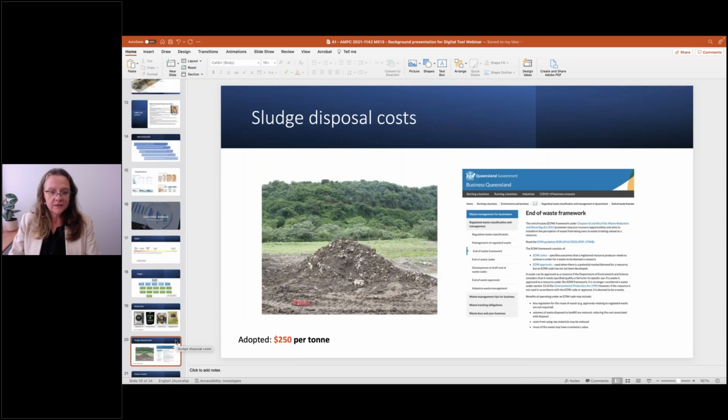The other thing is the cost of sludge disposal. That is very different depending on the states. For example, in Queensland, we have the end of waste framework, which is, I think, the most advanced regulation we have in the country. In WA, costs change between 180 to 300, depending on distances where you have to transport the waste. So we are assuming 250 per ton as a national average.